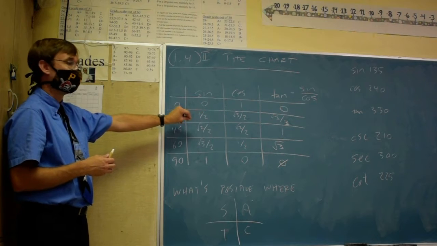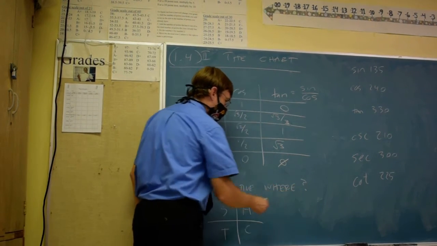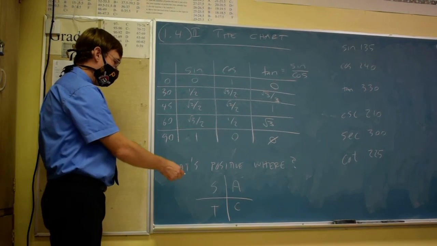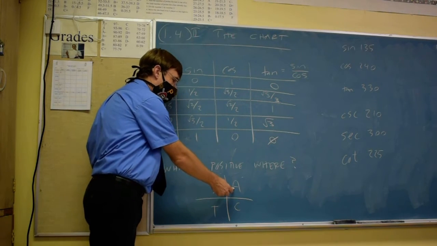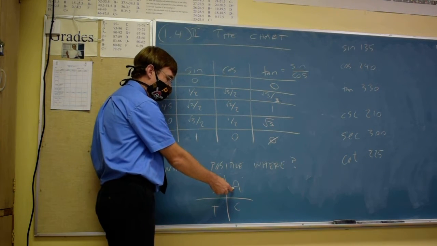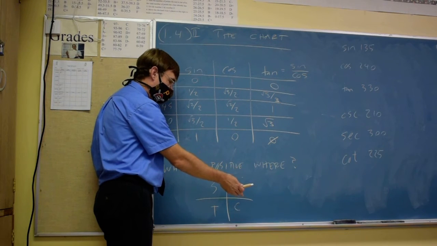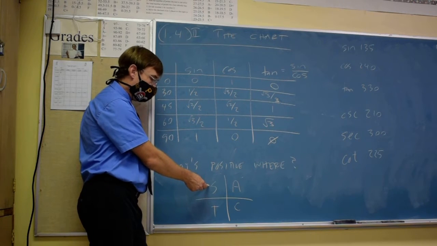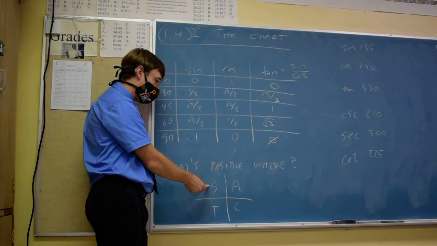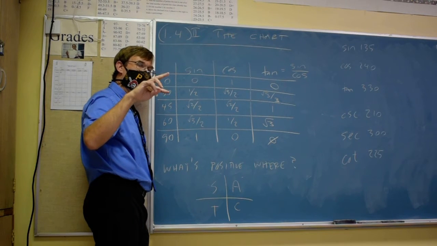It's fun. The other question we have is what's positive where? So I draw this little diagram to describe who's positive where. The A stands for all of them are positive in quadrant 1, because we're going right, we're going up, everything's positive over there. Only sine is positive in this quadrant out of the main 3. Who's linked with sine though? If we flip sine, who do we get?